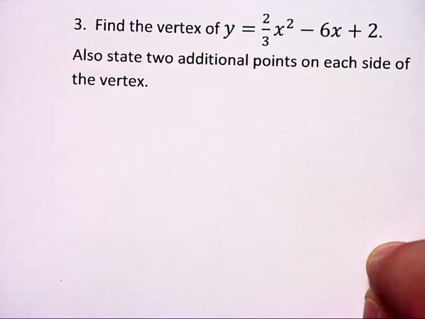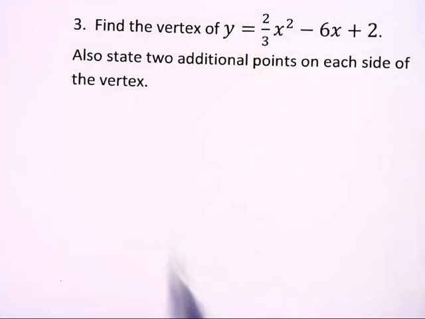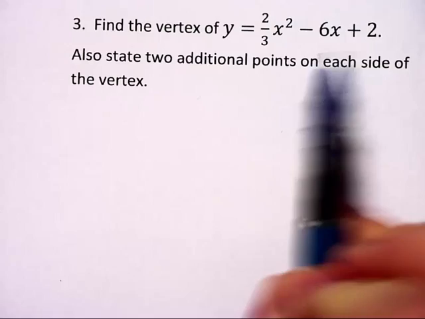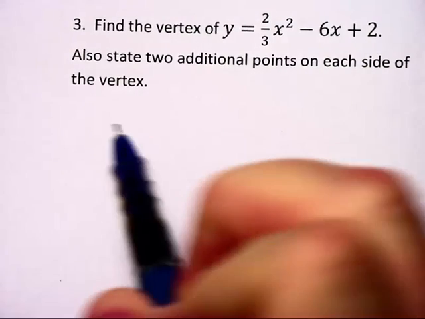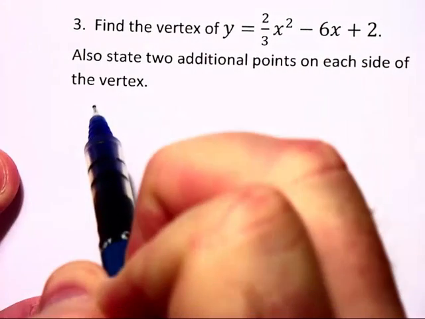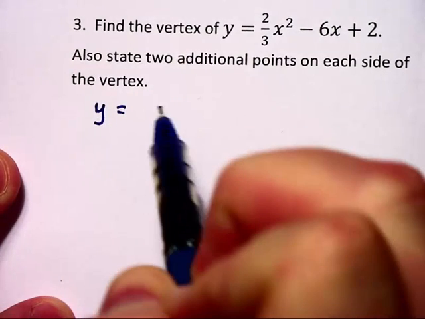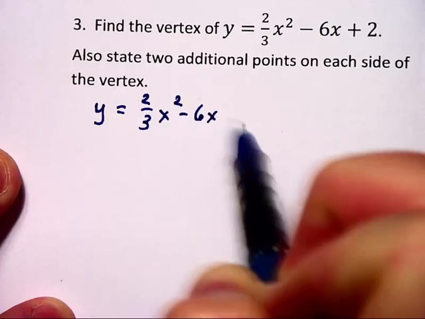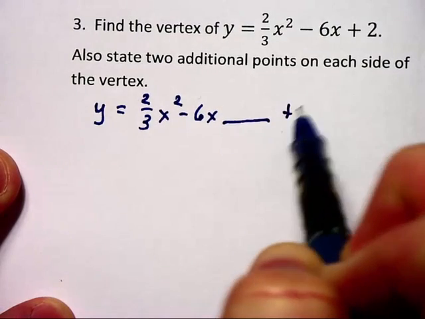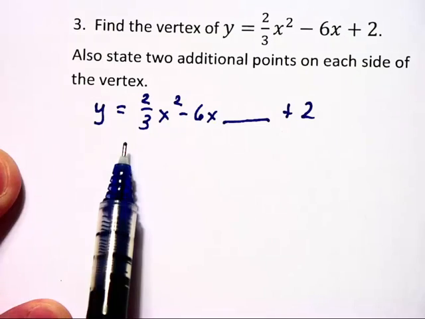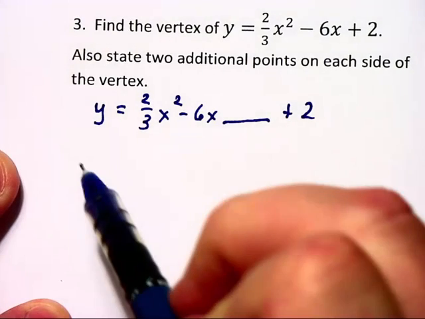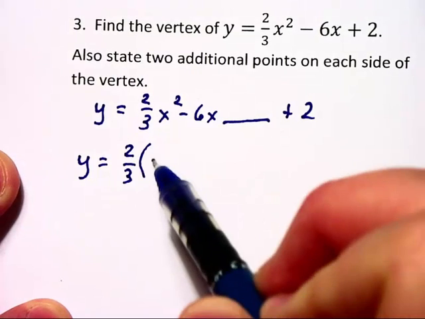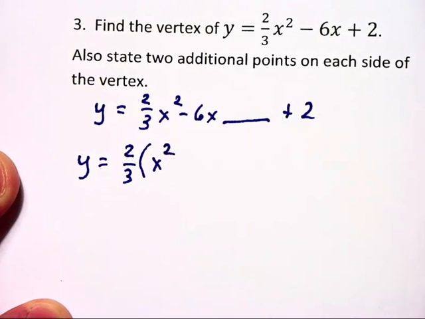Find the vertex of this quadratic equation and state 2 additional points on either side of the vertex. We're going to begin by completing the square to find the vertex, and to do that I'm going to slide that 2 over, writing this as y equals 2/3 x squared minus 6x, leave a blank, plus 2. Then I need to factor out this leading coefficient of 2/3. Y equals 2/3 times x squared, and this is where we start to get into a problem.